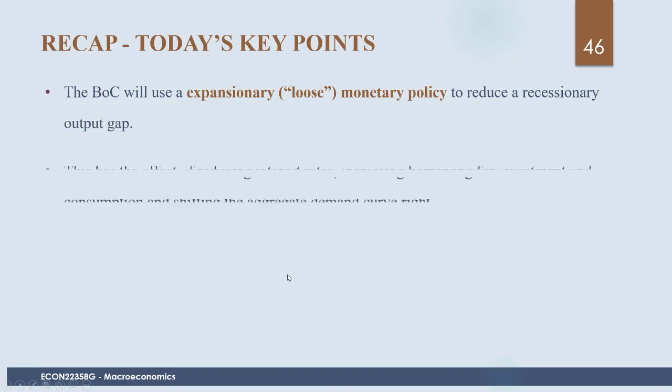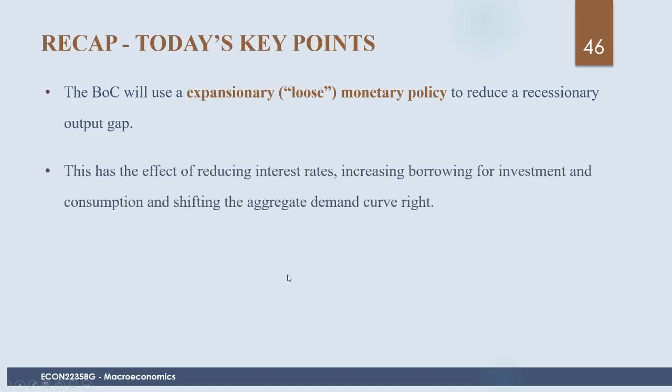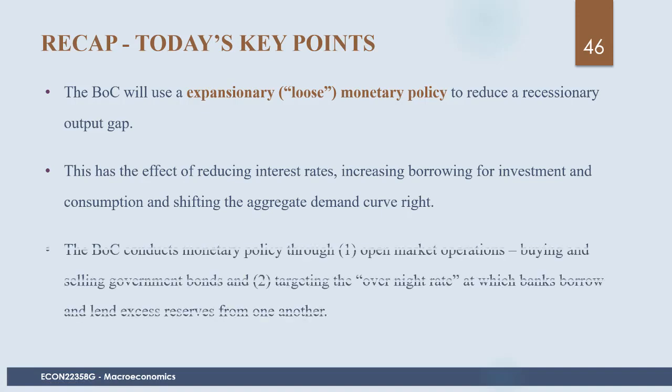If we're in a situation where we have a recessionary gap, then the Bank of Canada will use loose monetary policy. This has the effect of reducing interest rates, which makes borrowing cheaper, and so that will stimulate the economy and shift the aggregate demand curve to the right. And the Bank of Canada conducts monetary policy through open market operations, which is buying and selling government bonds in conjunction with targeting the overnight rate. And that's the rate at which commercial banks borrow with each other.